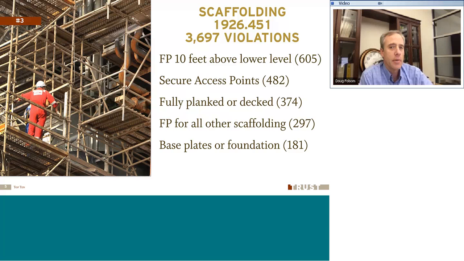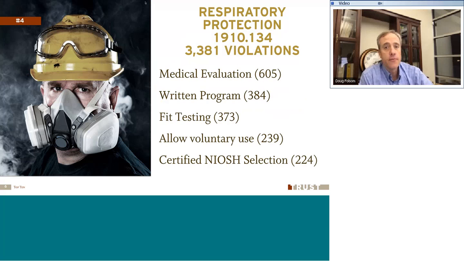And the last most common aspect of a citation for the scaffolding standard is not having the scaffolding set up on a firm foundation or a firm base plate to make sure that that scaffolding is stable when we're on it. The fourth most common area where we see citations is in the respiratory protection program. And within that, we had about 3,400 violations last year. About 600 of those violations, the most common aspect of the respiratory protection program where citations were written, was a lack of a medical evaluation.